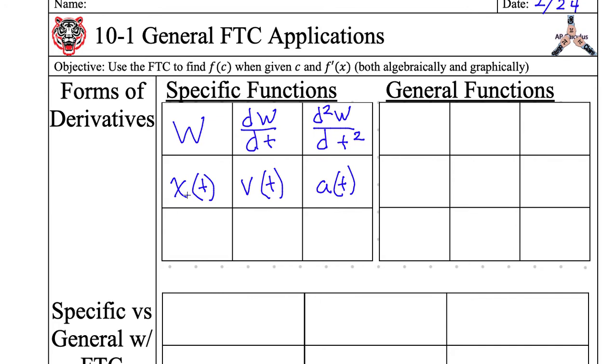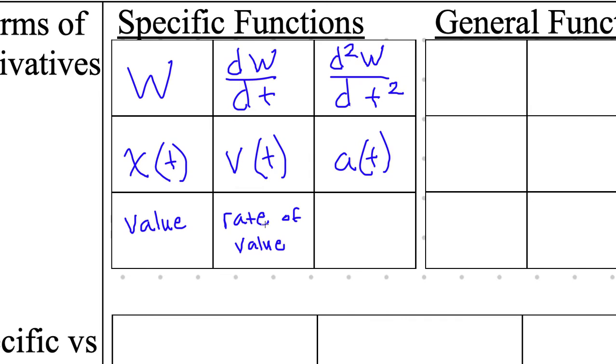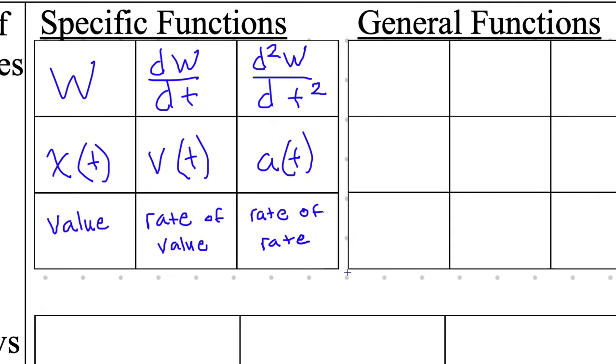So in general, anything, I'm just going to say some value. If I take the derivative, I'm going to talk about the rate of that value. And if I take the derivative of the derivative, I'm just going to say the rate of the rate. How fast is the rate changing? So we all have a good review on first and second derivatives.